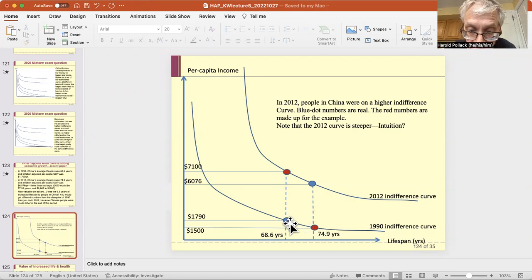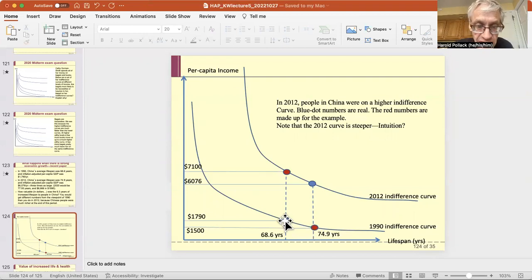Now, if you said to the person in 1990 who's living at this 68.6 years, how much would you be willing to pay to go from your current life expectancy to 74.9 years? In some ways, that's the same question. Of course, it's asked in the reverse. That person would not be willing to pay that much, the way I've drawn it. And why is that? Because they don't have a lot of resources to pay.